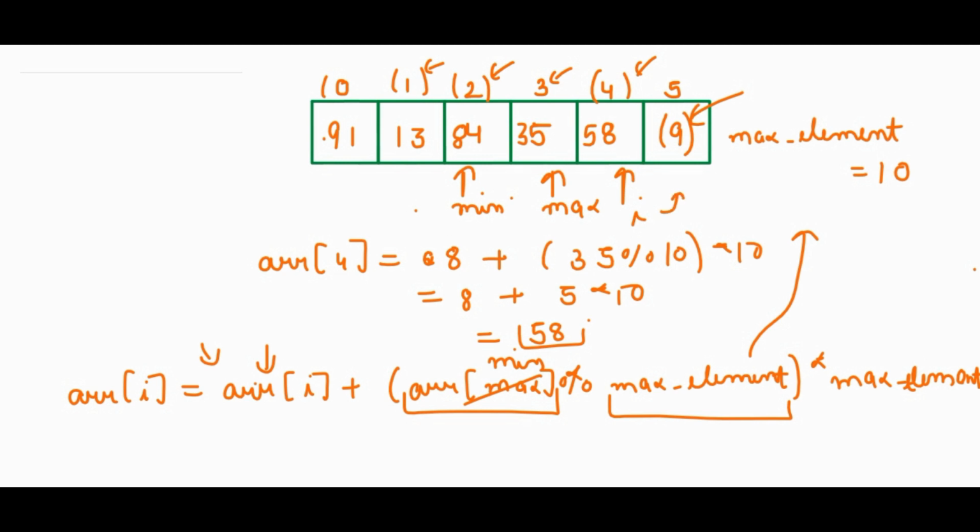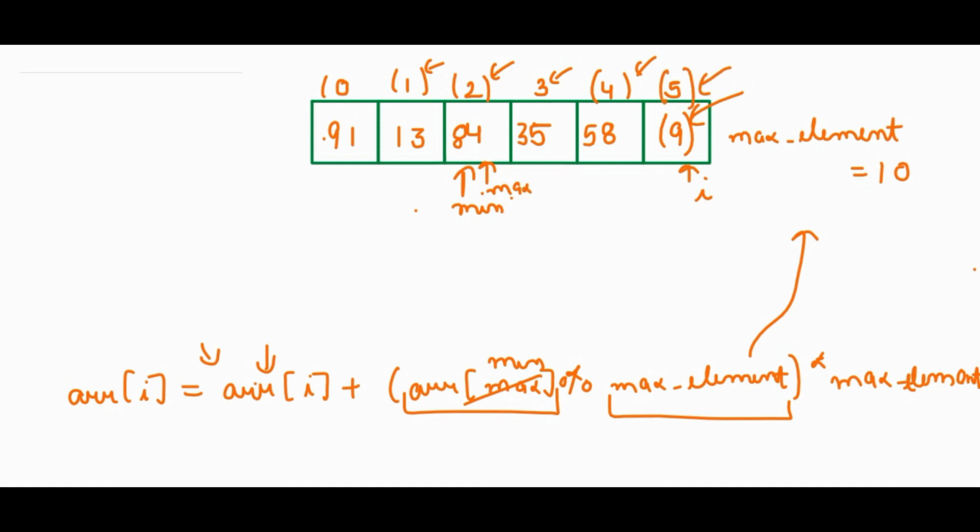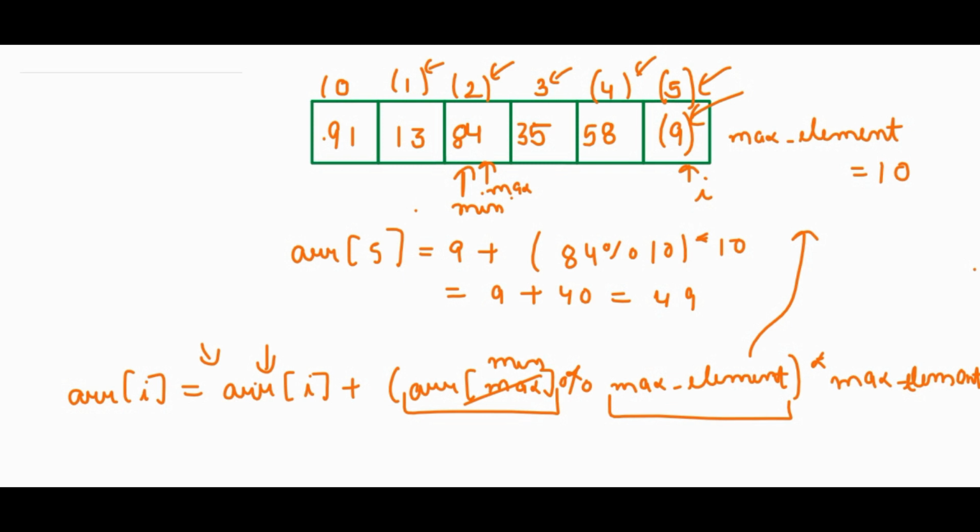Now same thing, we will move forward. Our i will point to the last element, and our max will point to the same element as min. It will decrease. So our array of 5 will be 9 plus array of min, which is 84, modulus max element, which is 10, into 10. So it will be equal to 9 plus 40, which is equal to 49. So our last element will become 49. So this way we have filled the values.